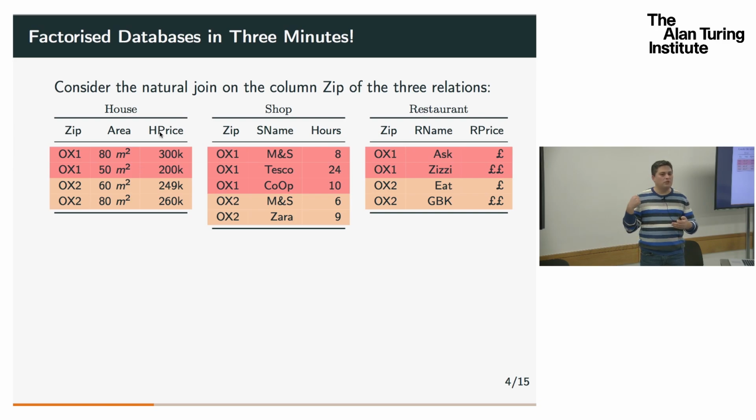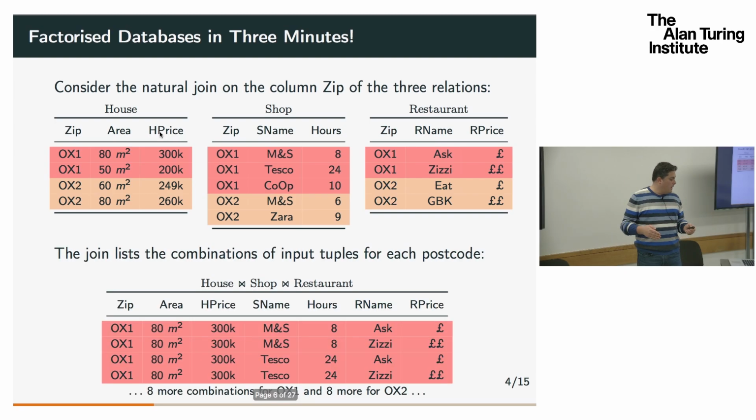For instance, in this particular case, you join on the zip key, on this zip column, and then you build a much larger table. That would look something like this below. I don't show it completely, but the idea is that in the original tables, I highlighted with different colors the tuples that would match. So the first 2 tuples in house would be paired with the first 3 tuples in shop and with the first 2 tuples in restaurant.